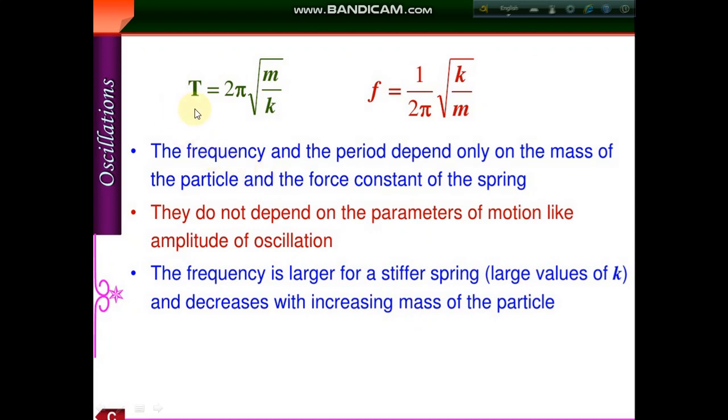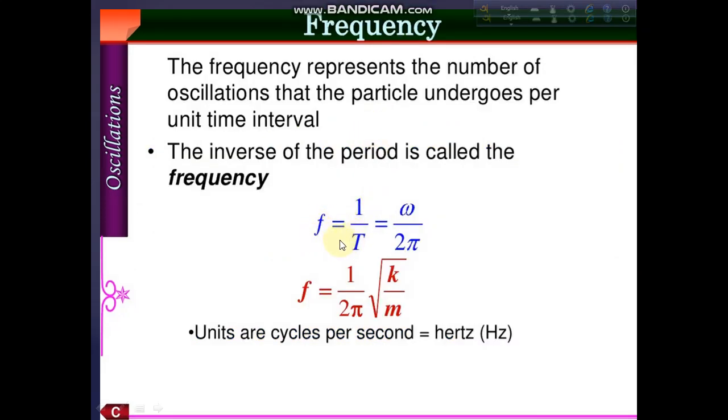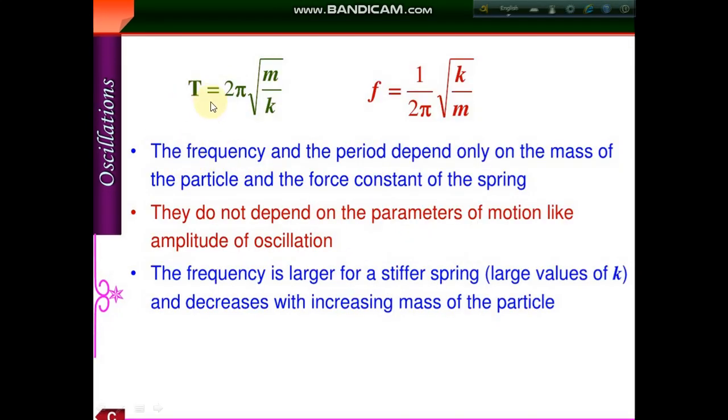Now the time period and frequency can be written like this. From these two equations we see that the frequency and time period depend only on the mass of the particle and the force constant of the spring. They do not depend on parameters of the motion like the amplitude of the oscillation.